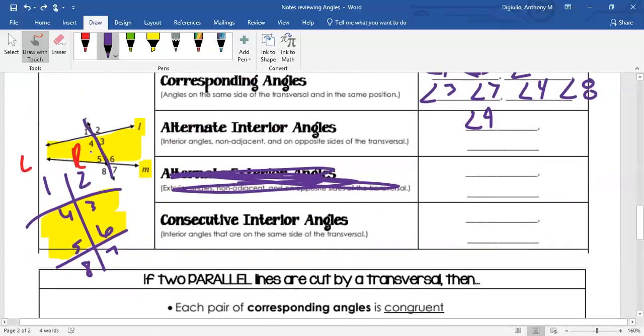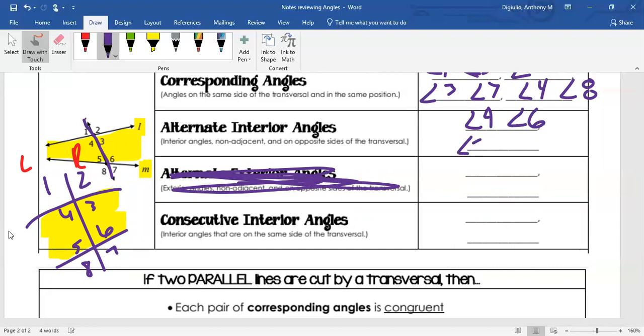So when we're looking to see which ones are going to be alternate interior angles, that means we're interacting with one from this group of 4 up top and one from this group of 4 down below. So this time it'll be angle 4 and angle 6. And then just like that on the other side, alternate interior angles will be angle 5 and angle 3.